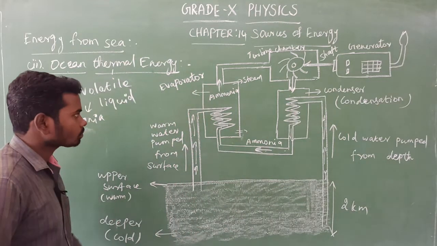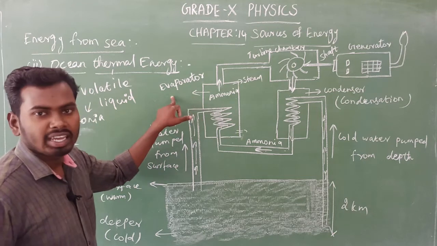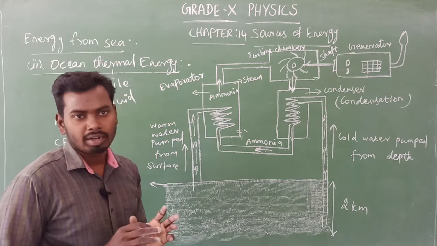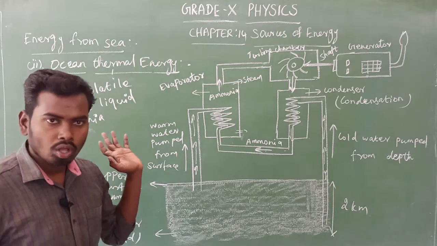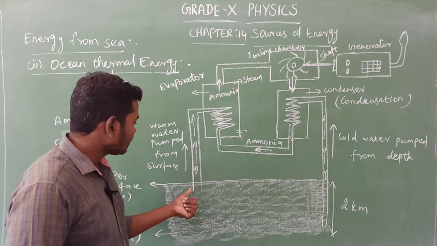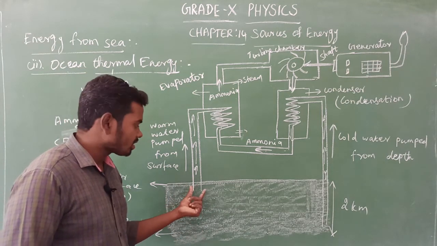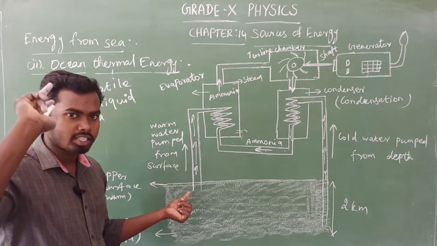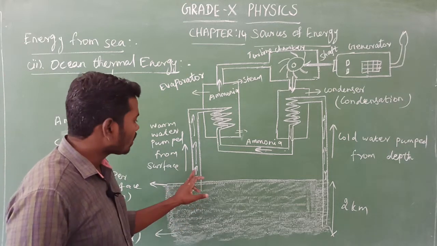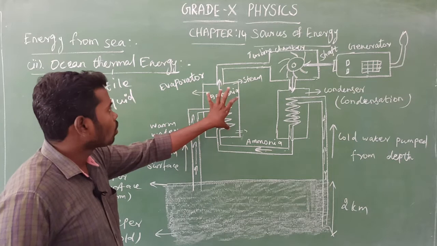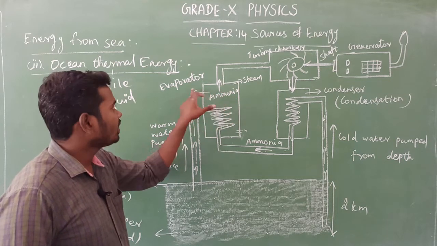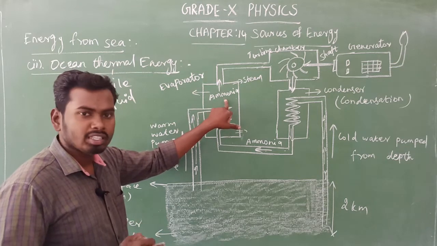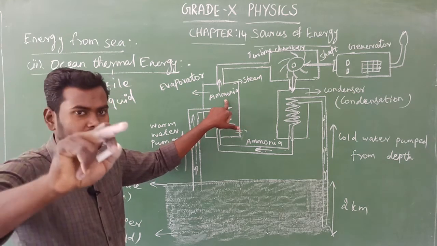Okay, just look at here. Inside the evaporator there is a volatile liquid, that is ammonia liquid, because ammonia easily evaporates at normal temperature. Sometimes chlorofluorocarbon is also used. So when warm water is pumped up from the surface of the ocean, already we know the surface water has a higher temperature, so it is considered warm water. This warm water is pumped through this pipe and goes to the evaporator. In the evaporator, liquid ammonia is already there. Liquid ammonia is a volatile liquid. It gets easily evaporated at normal temperature.